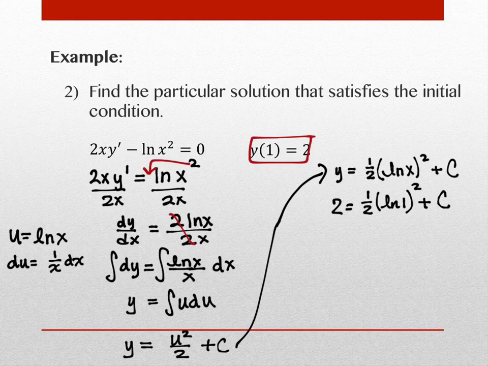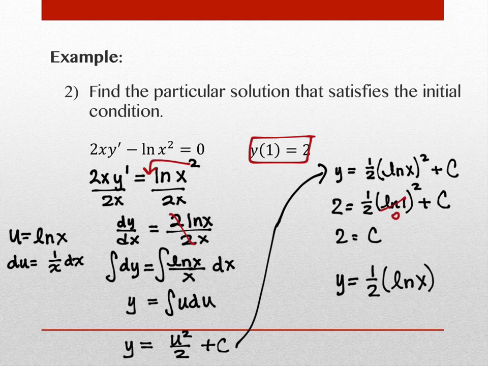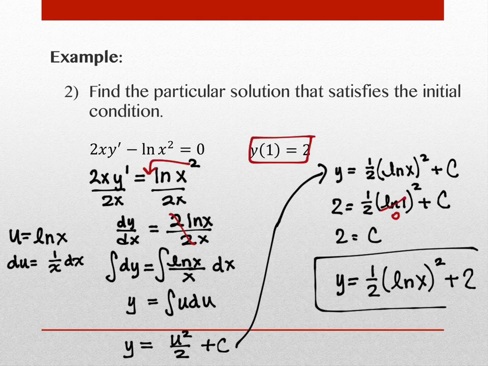Our c is 2 because the natural log of 1 is 0. So this whole thing right here is 0, which makes all of that 0. So c is 2. And then our final answer, that is our particular solution, is y equals 1/2 natural log of x squared, and then plus 2.